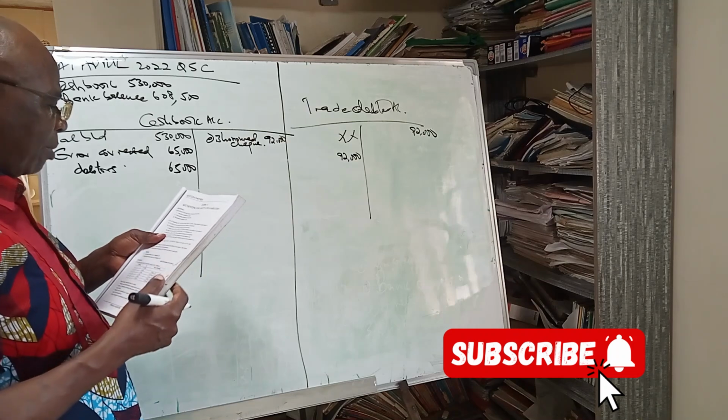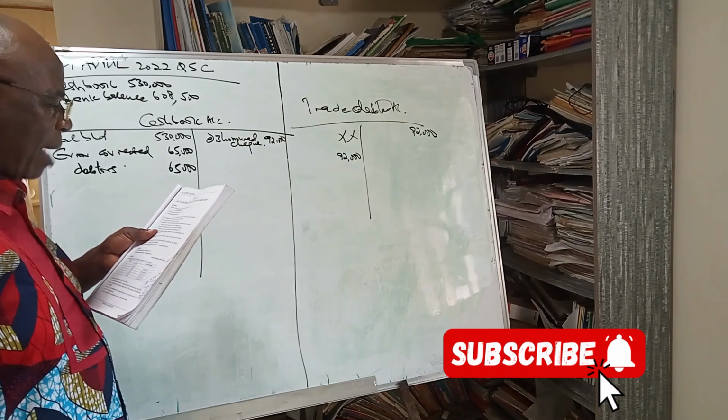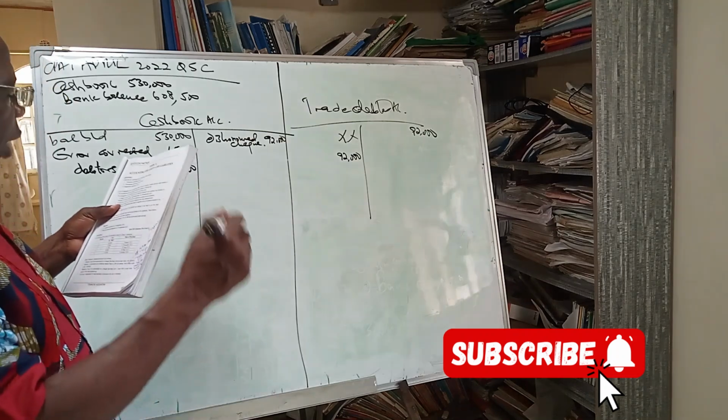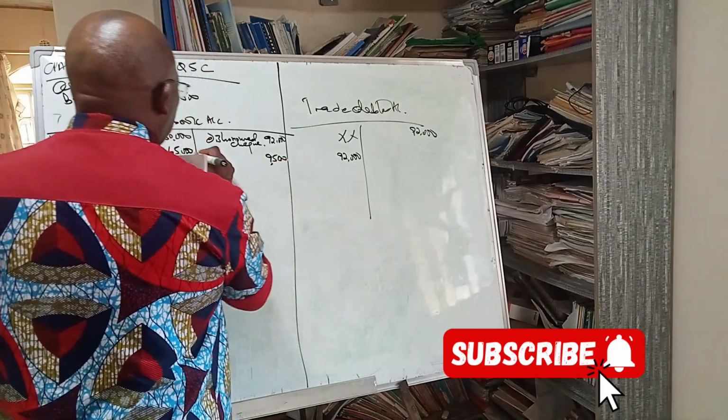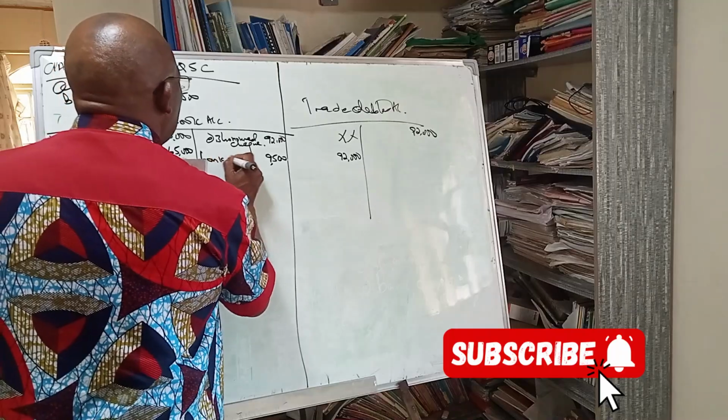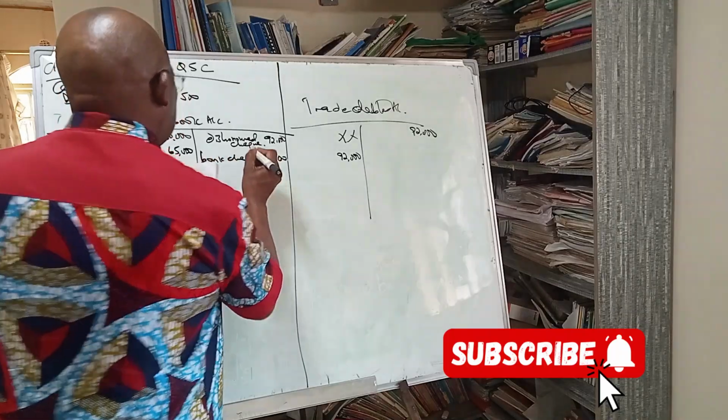Then bank charges amounting to 9,500 were reflected in the bank statement only. We never recorded a payment of 9,500. So we now record 9,500 and say it is bank charges.